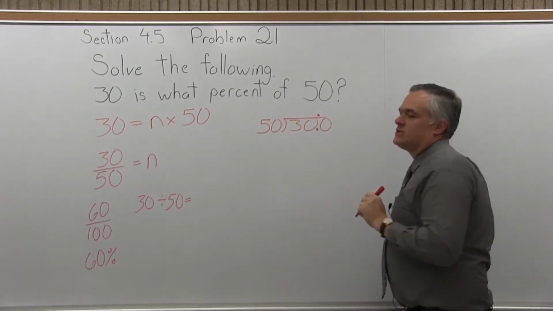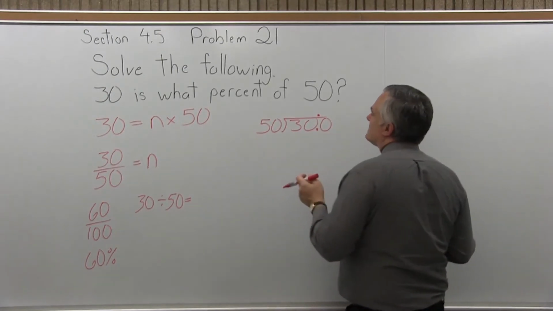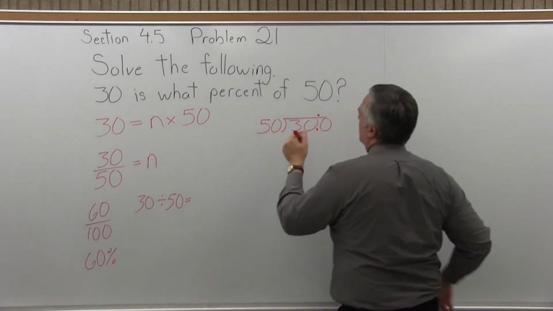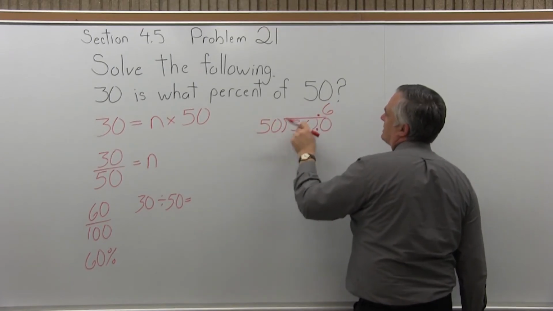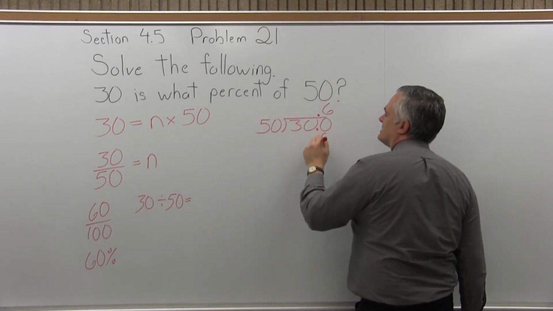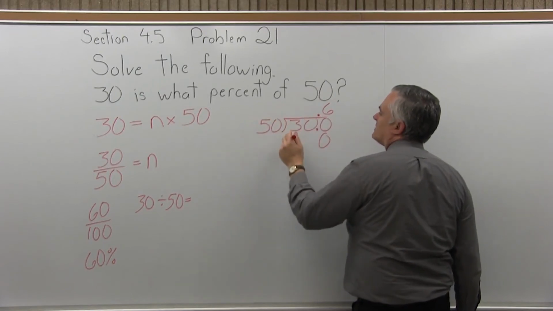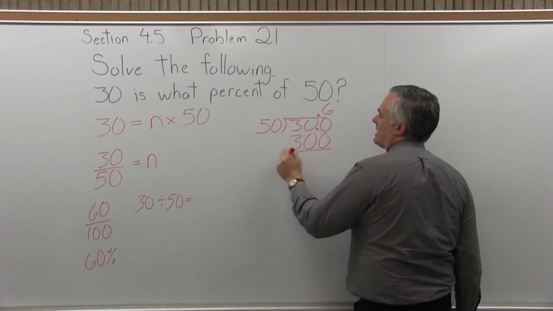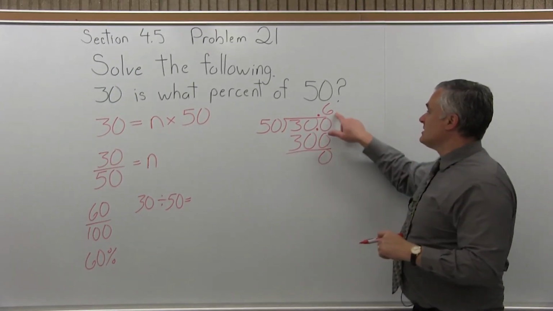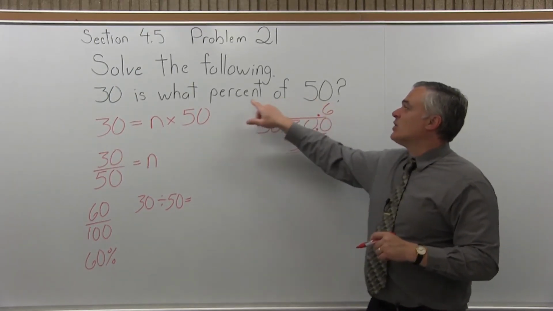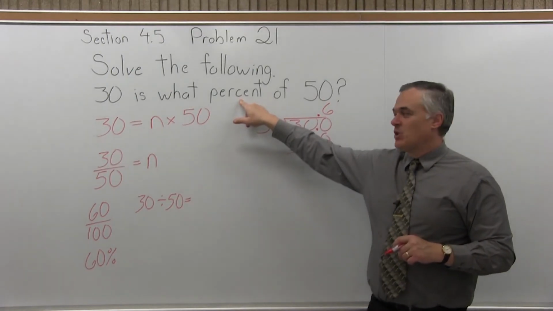And that 0 comes straight up. So now something times 50 will make 300, and I know it's 6, because really I'm doing 6 times 5 is 30. So 6 times 0 is 0, 6 times 5 is 30. It's a perfect fit, no remainder. 300 minus 300, you get a remainder of 0. So the answer is 0.6.